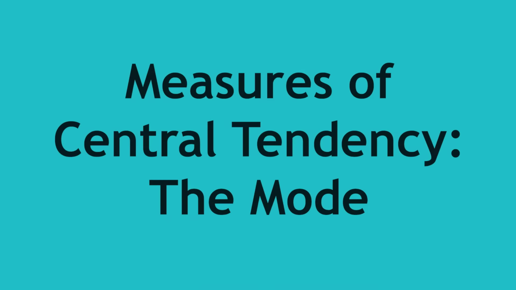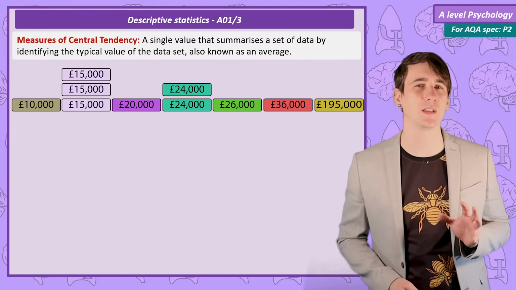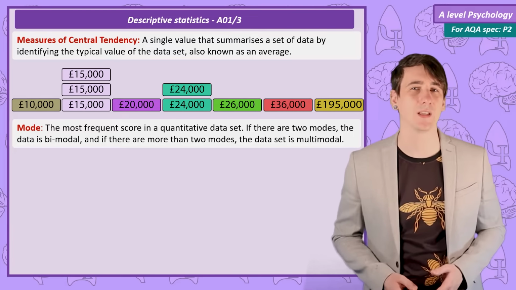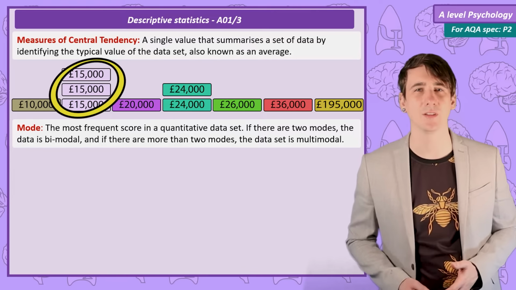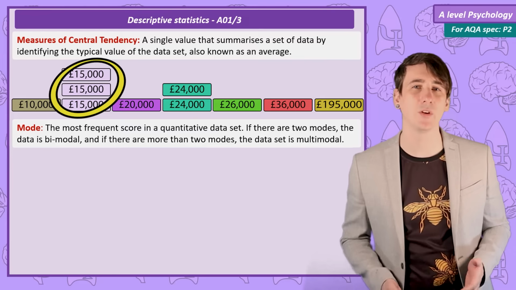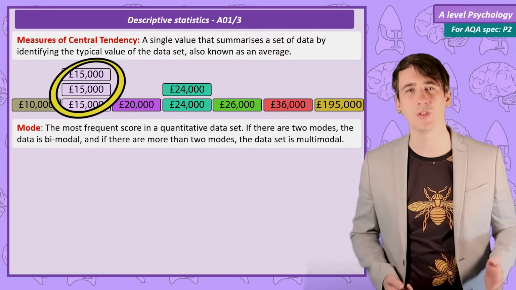195,000. The mode. Let's start calculating measures of central tendency with the simplest, the mode. The mode is the most frequent score in a quantitative data set. So you can see, in this data set, the mode is 15,000. There can, in some sets of data, be more than one mode. If there are two modes, we'll call that data bimodal. And if there are more than two, multimodal.